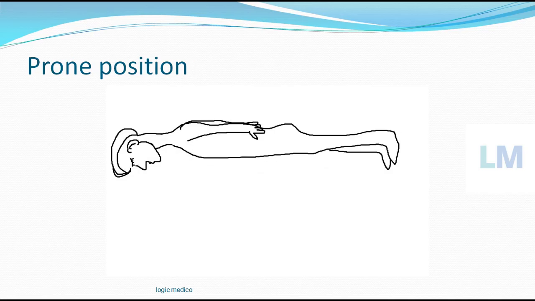Next, coming to the prone position: when the person lies on his tummy or belly, with the face downwards or to the right or left side, this is called prone position, where the back is facing skywards.